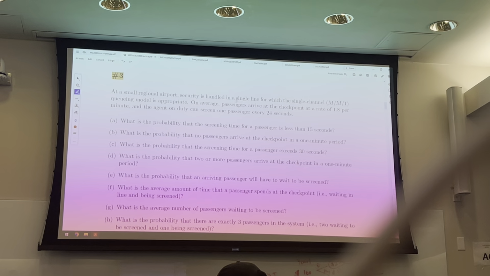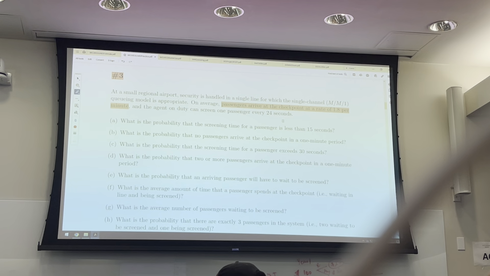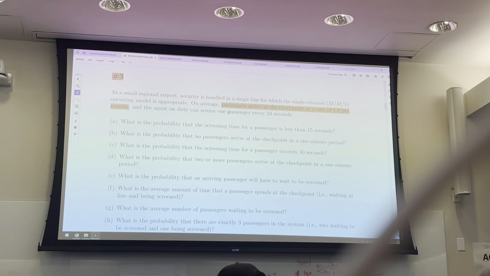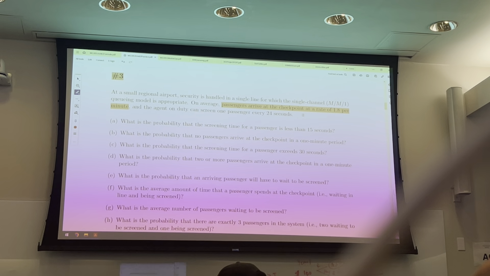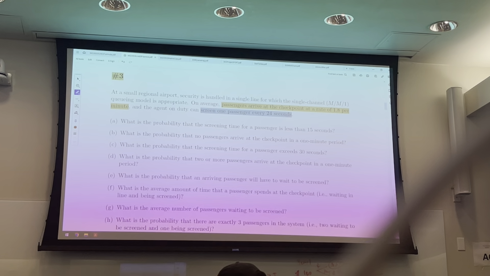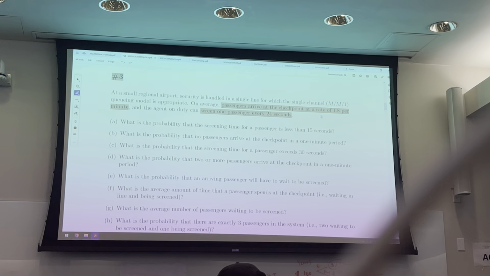For the record on this one, passengers arrive at the checkpoint at a rate of 1.8 customers per minute. So that's the arrival rate. That's already the mu, right? Arrival rate is which one? Oh, lambda. Lambda, sorry, right. So if we want mu, remember that's the service rate. The TSA agent can screen 1 passenger every 24 seconds. So it's 60 divided by 24, good, which is 2.5.